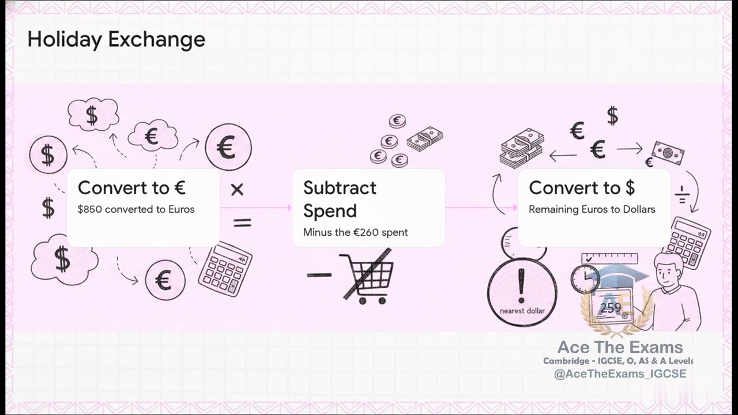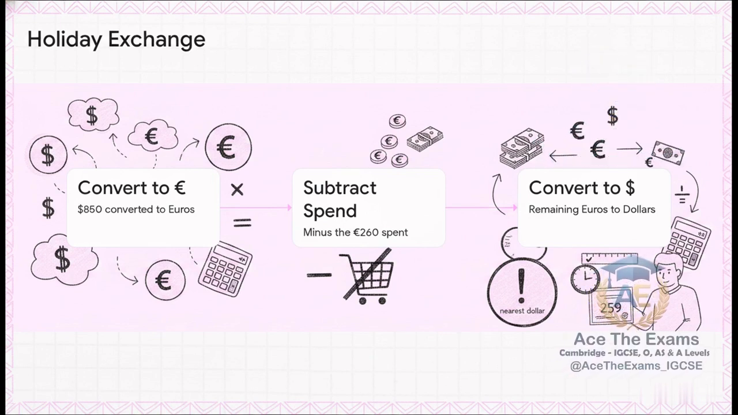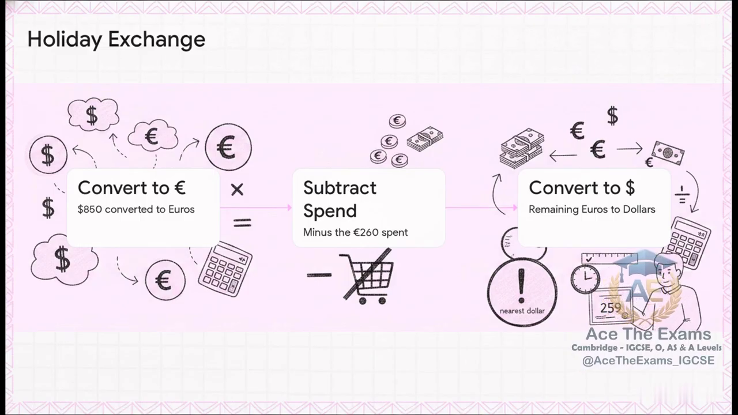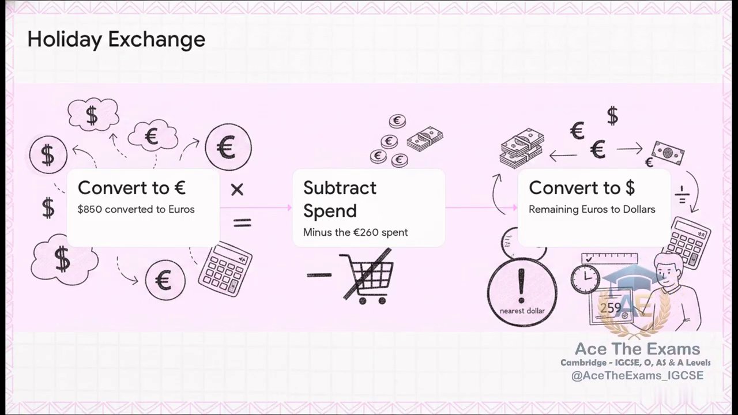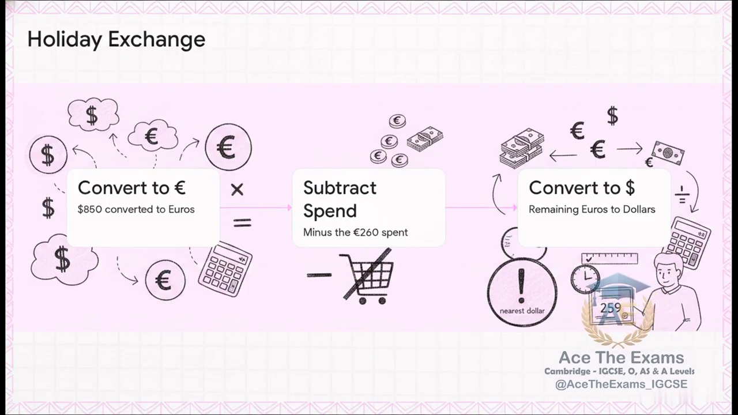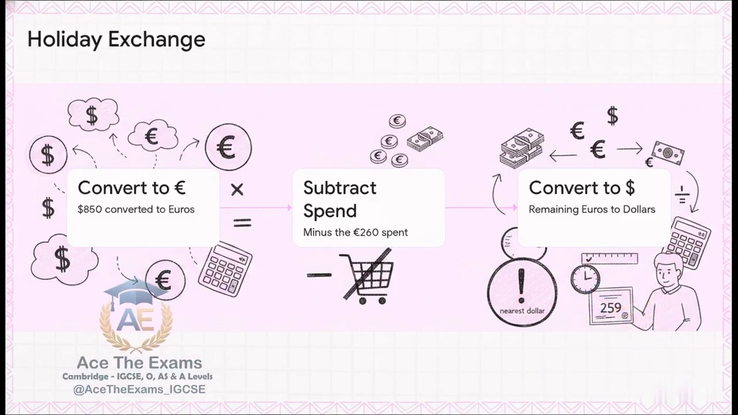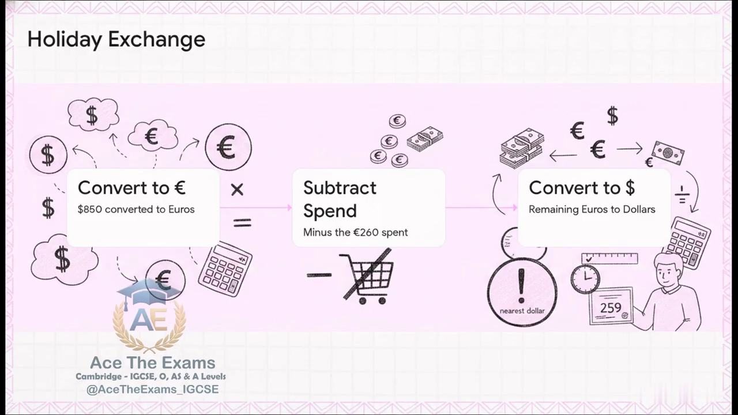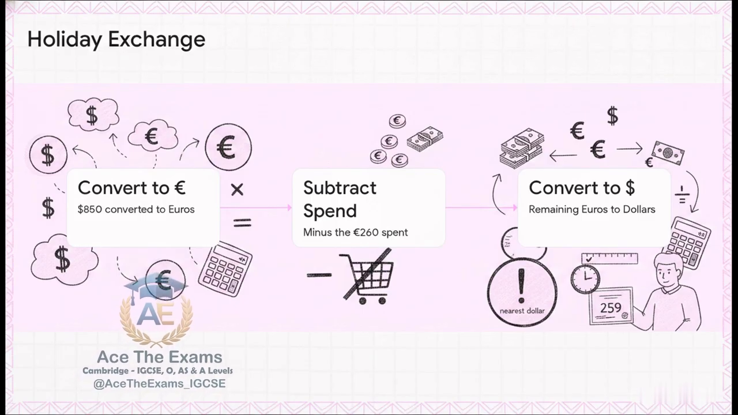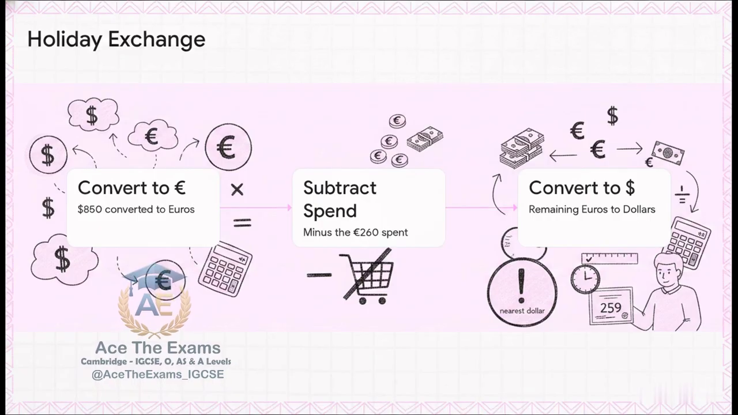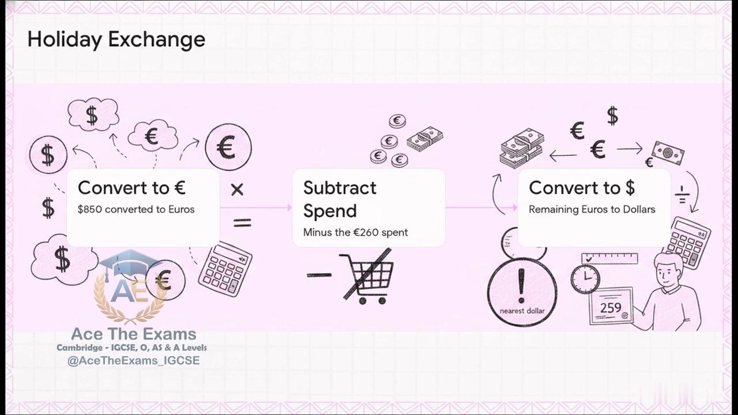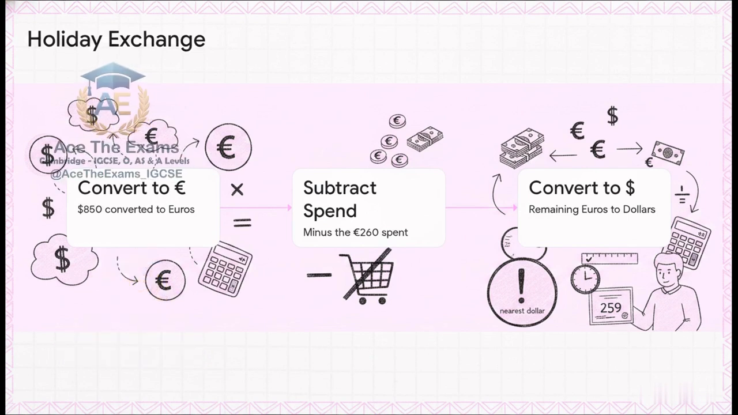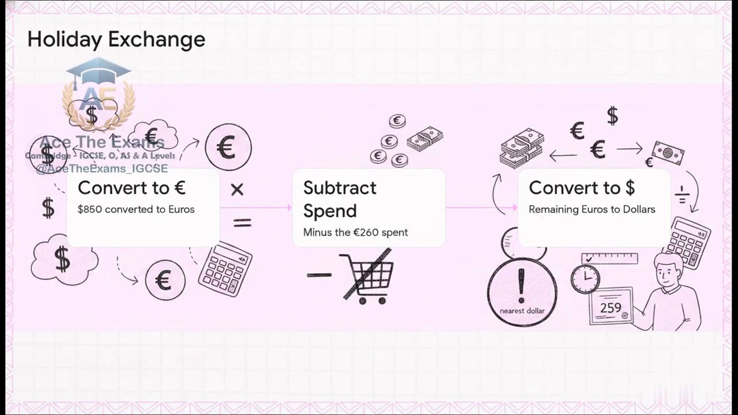Step 2, evidence of spending. He spends 260 euros, so we subtract that from 374, leaving him with 114 euros. Step 3, the return trip. We must convert that 114 euros back to dollars. Since going from dollars to euros was multiplication, going backward is division. 114 divided by 0.44 gives us $259.0909. But pay attention, the command word explicitly says, give your answer correct to the nearest dollar. Sam always misses this instruction. The correct finalized answer is exactly $259.